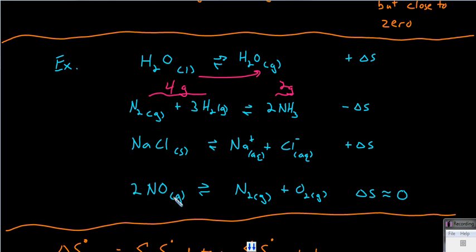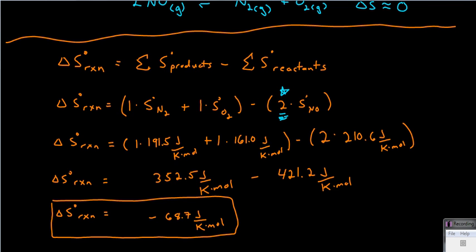What about if you take 2 gaseous nitrogen monoxide particles and turn them into nitrogen gas and oxygen gas? Now, initially you had 2 gaseous particles, and later on you have 2 gaseous particles. There's no change in the number of gas particles. So there's not very much change in entropy. But what is going to be the exact change in entropy for this reaction? Well, you can calculate it using the following equation. The change in the entropy of a reaction, standard, so at 25 degrees Celsius and 1 atmosphere, is equal to the summation of the entropies of your products minus the summation of the standard entropies of your reactants.